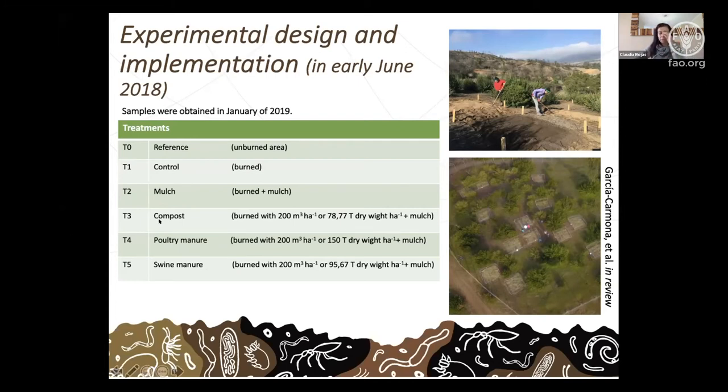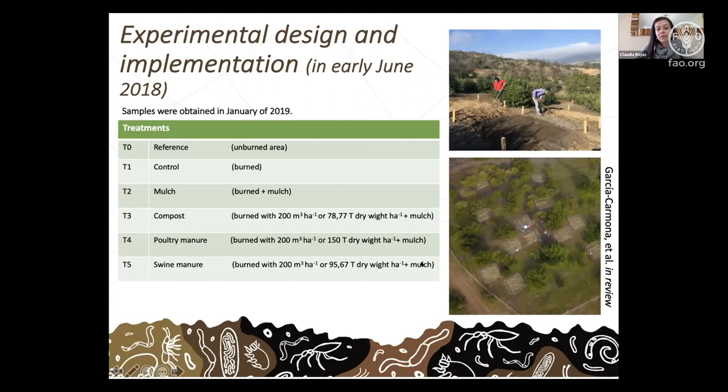This was a commercial compost, especially from residues from agriculture. So in these three types of amendments, we did use the same rate in terms of volume, 200 cubic meter per hectare. And of course, because of the bulk density and moisture content of each of these materials, the final dry weight that we put in the field is different.